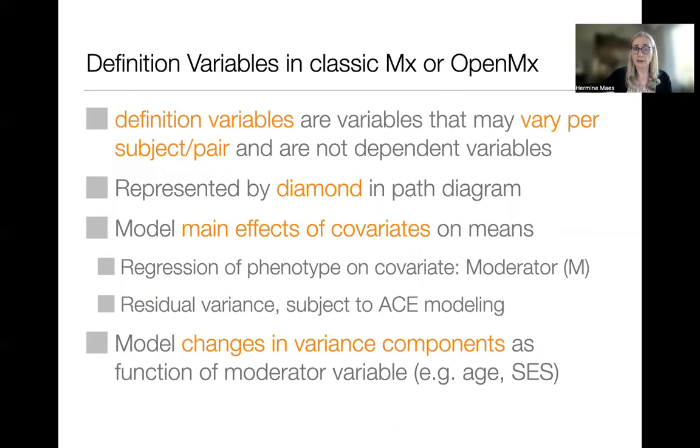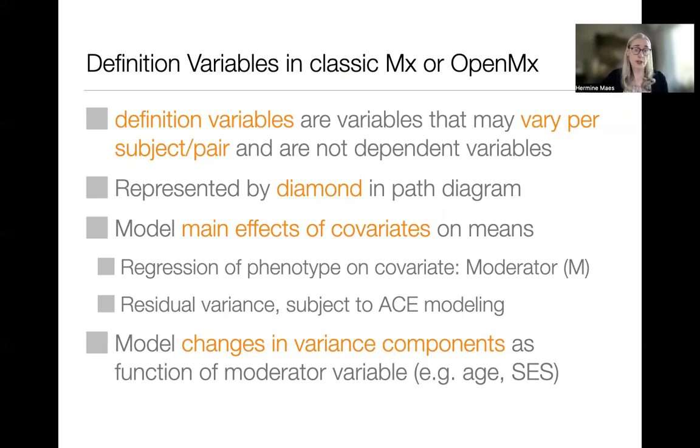So as indicated, definition variables that were implemented first in classic Mx and now also in OpenMx were critical here to fit these types of models. And what are these definition variables? These are variables that may vary per subject or per pair and that are not dependent variables.